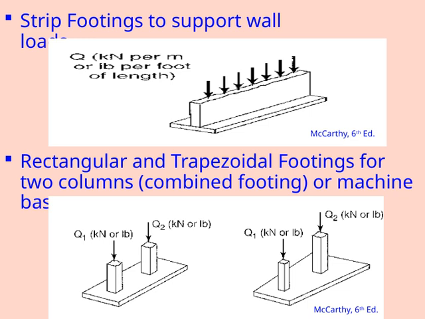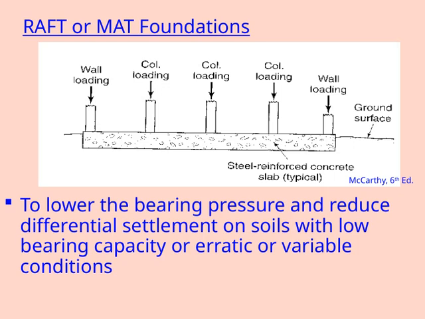Trapezoidal footings, for example, might be used when the load distribution or the soil conditions warrant a wider footing on one side. Overall, understanding these different footing types is crucial because they form the foundation of supporting loads safely and efficiently. They help ensure stability and longevity for the structure, aligning perfectly with the overarching theme of designing reliable and durable foundations. Let's talk about raft or mat foundations.